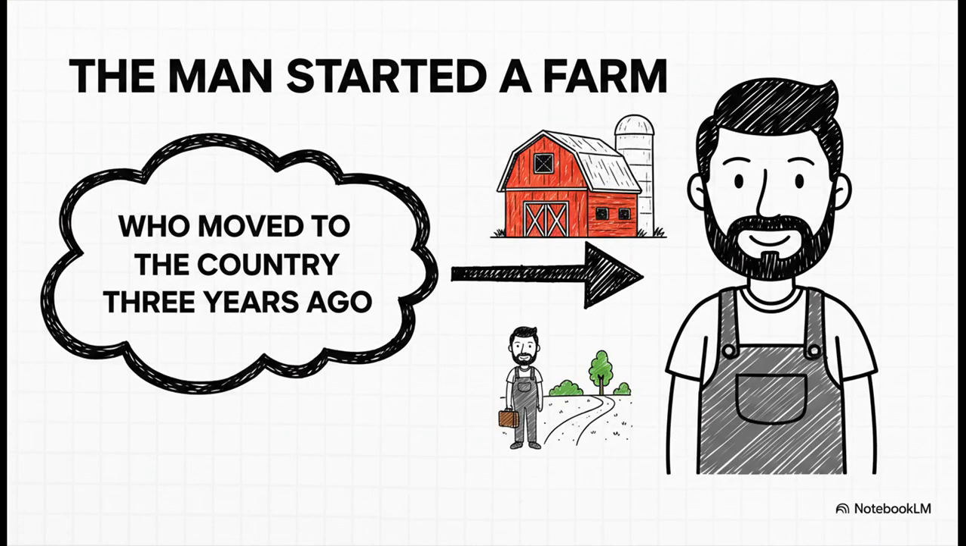All right, pushing on to B2, here we're looking at something called relative clauses. Let's break it down. The main part of our sentence is, the man started a farm. Simple enough. But that bit in the middle, who moved to the country 3 years ago, that's the relative clause. It's like a little packet of extra information about the man. And trust me, getting comfortable with these is a total game changer at the B2 level. It lets you build much richer, more descriptive sentences.